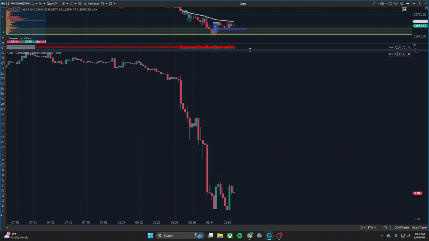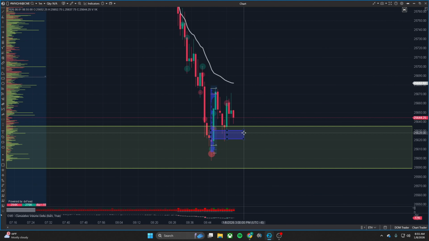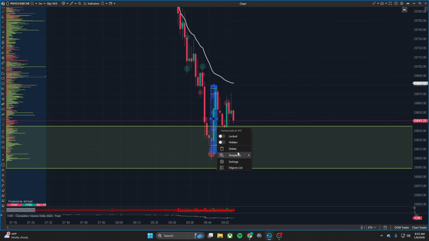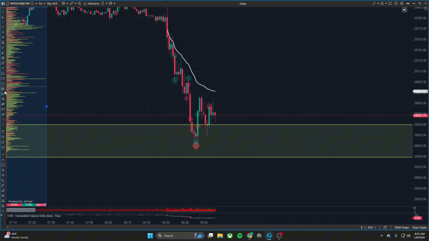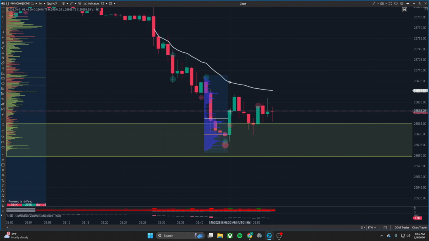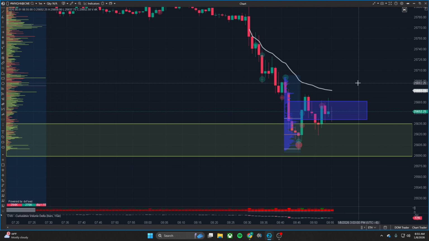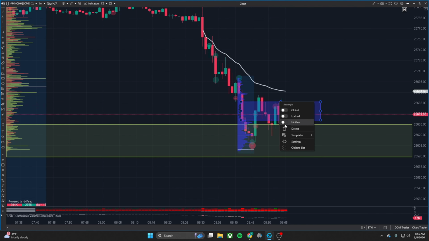Yeah, sellers are winning the aggression battle right now. We're not going to go long. No way. So I'm going to keep this swing marked out. We got a big low volume node here. I got to remark out. Sorry, it was right here.